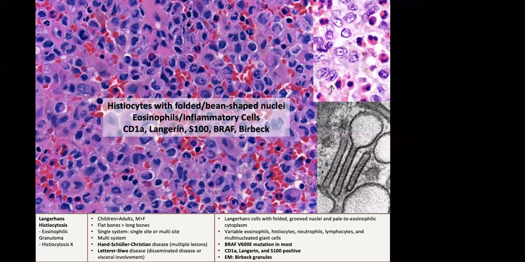Okay. Other things that we can see in the bone include things like Langerhans histiocytosis, which you know from your heme rotations are these histiocytes with folded or beanie nuclei, with lots of eosinophils in the background, CD1a, Langerin, S100. Occasionally, BRAF V600E is positive, so we can use that as well. Birbeck granules, no one does EM anymore, but historically, we know that they exist.